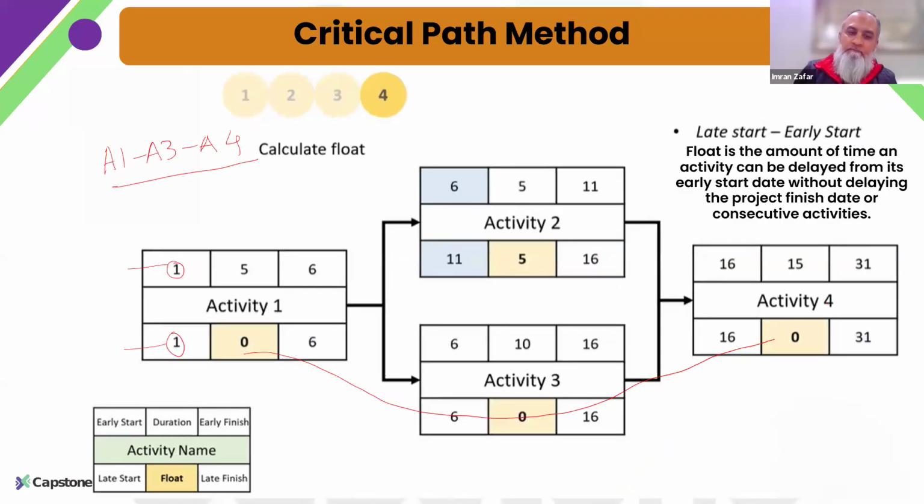For float calculation, we subtract these two values, the late start minus the early start. Only for the first activity or for all activities? No, for all. 11 minus 6, 5, 6 minus 6, 0, 16 minus 16, 0. Because we have to get the float, and based on that we have to define the critical path.